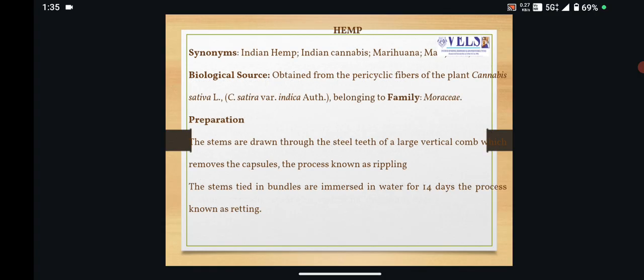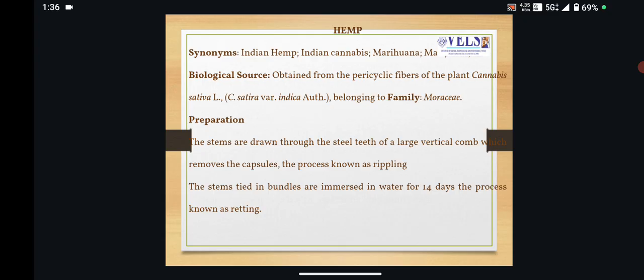Hemp, it is Indian hemp, Indian cannabis. It is obtained from the pericyclic fiber of the plant Cannabis sativa, Cannabis indica, family Moraceae. It is also collected from the stem of the plant. The stem is placed in water. Then it can be combed with the help of a teeth-like structure to remove the capsules. The process is known as rippling.